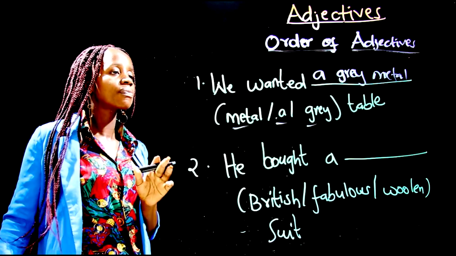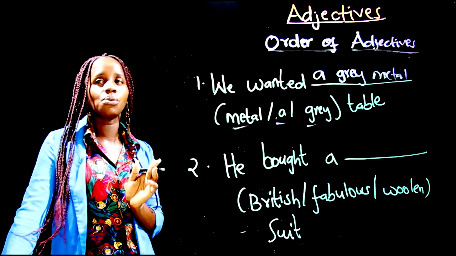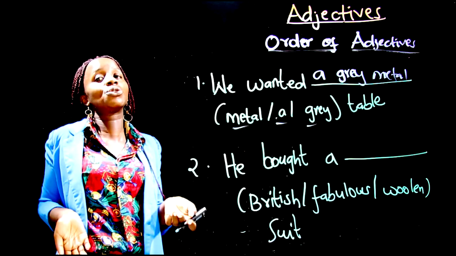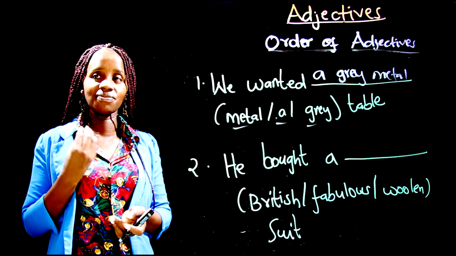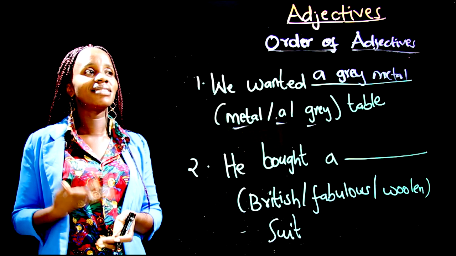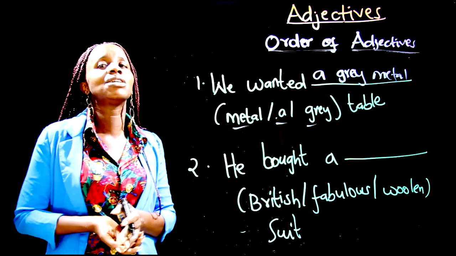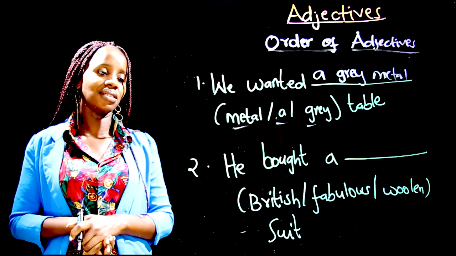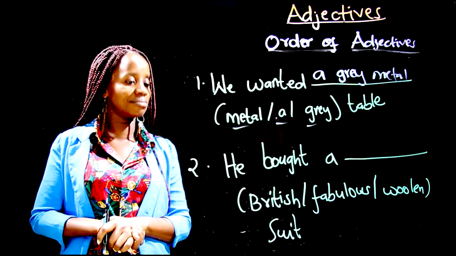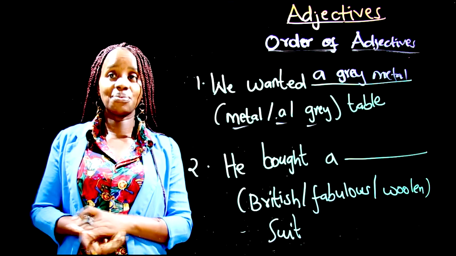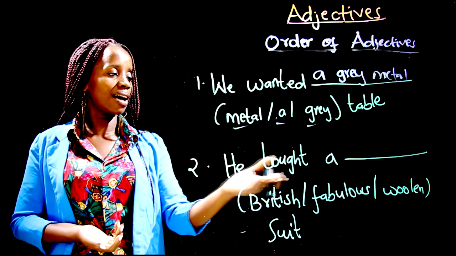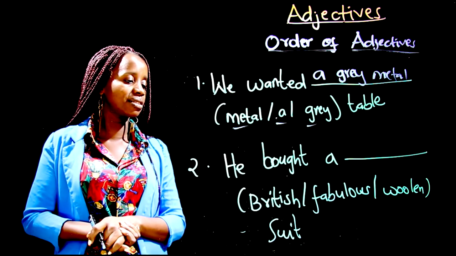You can say, we wanted a metal gray table. Even if it doesn't sound grammatically correct, or even if it does, it doesn't matter. What matters is you have to follow the rule. The order of adjectives has to be followed to the letter. Then the second one, let's try it together. He bought a, the words are British, fabulous, woolen, suit.